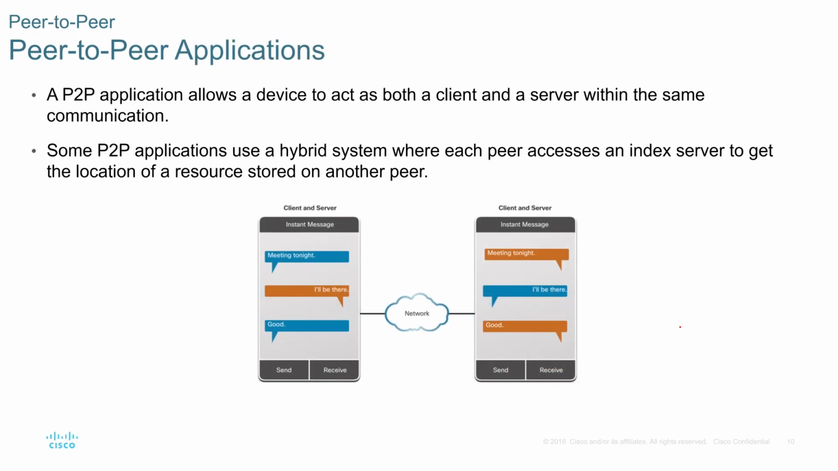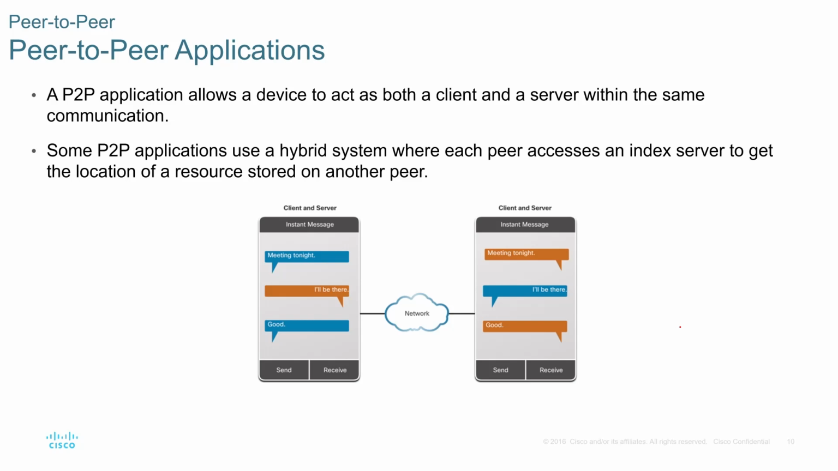A peer-to-peer or P2P application allows a device to act as both a client and a server within the same communication. Some peer-to-peer applications may use a hybrid system where each peer accesses an index server to get the location of a resource stored on another peer. This is very common in music sharing, but again, violations of copyrights must be considered.